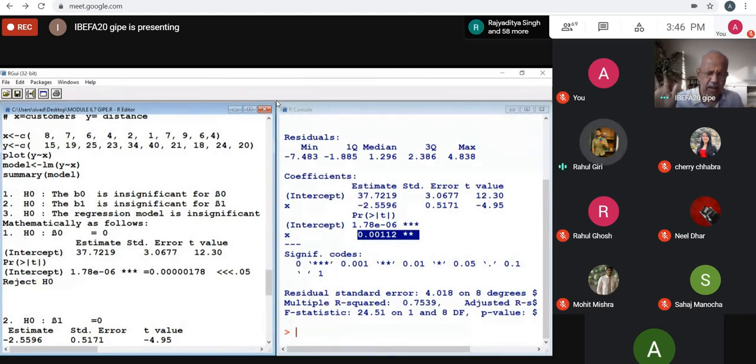Okay, then the model is a good fit, right? Anything can happen in beta naught and beta 1, but finally, can I use this model for forecasting? Because beta naught alone and beta 1 alone cannot forecast, correct? So we have to test all the three hypotheses.